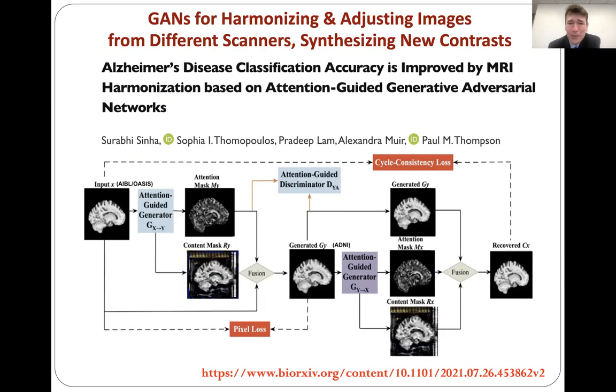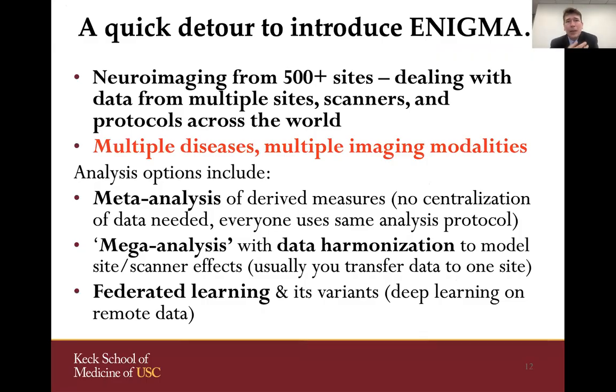So later on, we'll talk a little bit about these. So a quick detour to tell you about Enigma. So Enigma is combining neuroimaging data from now 500 sites. We have to deal with data from multiple scanners, multiple protocols across the world, studying multiple diseases.